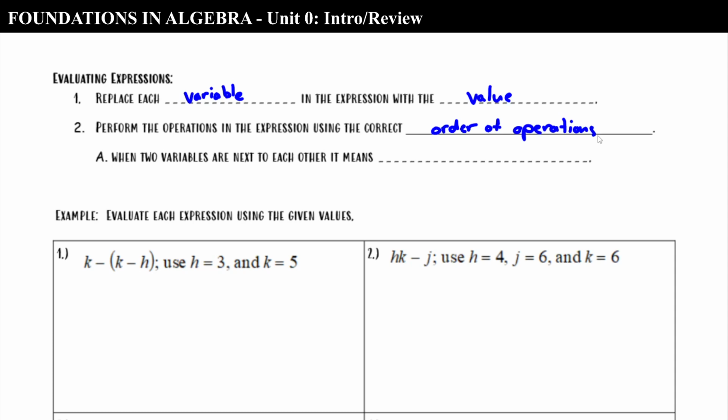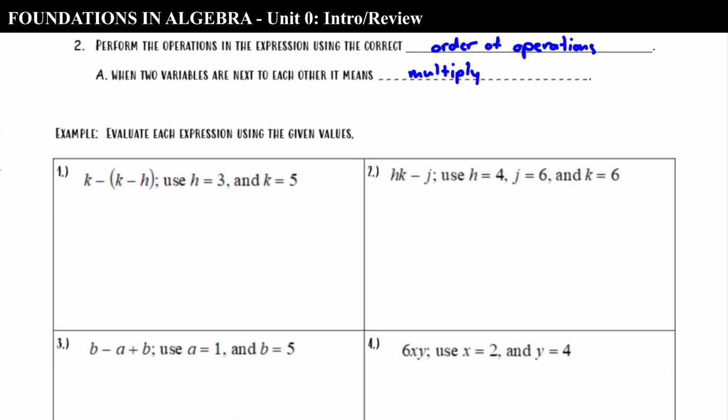And then when two variables are next to each other, it means multiply. So keep that in mind. When you have two variables sitting next to each other, you're multiplying those variables. If you have a variable next to a number, you're multiplying that number and that variable. So let's evaluate each of these expressions.